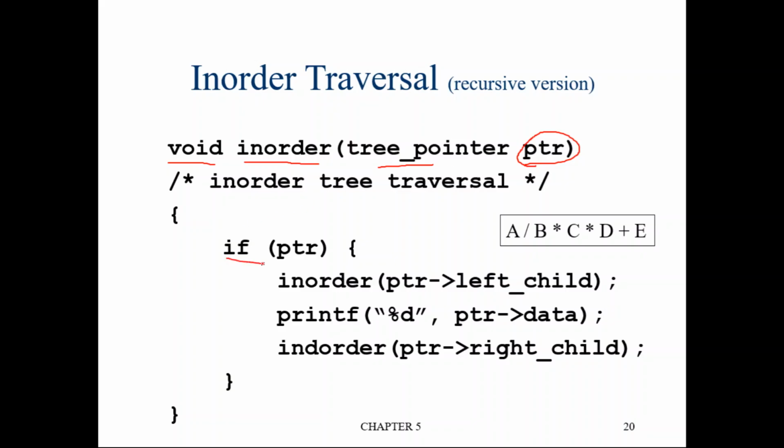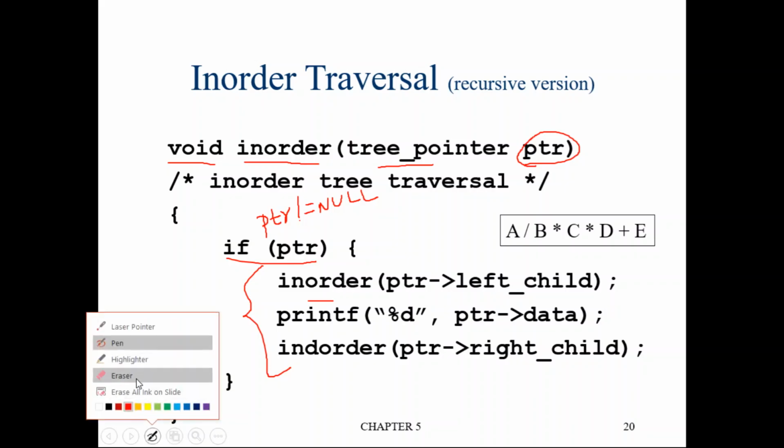So first we check if ptr. If ptr means what? This statement is equal to checking whether ptr is not equal to null. If it is not equal to null, then this will execute. Otherwise this will not execute. Actually this is a recursive function.